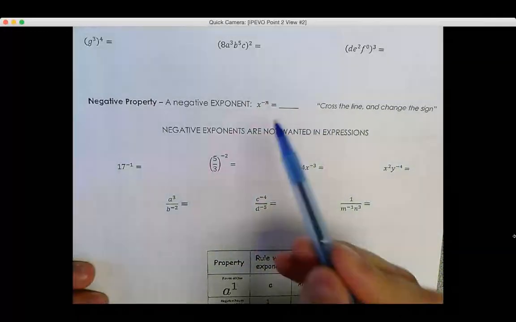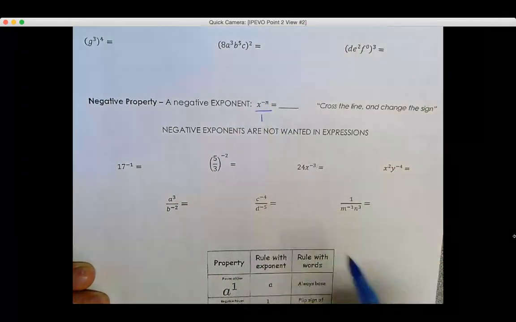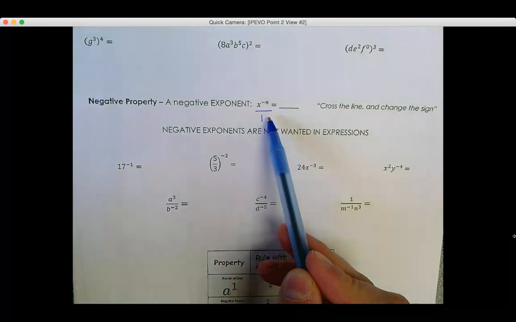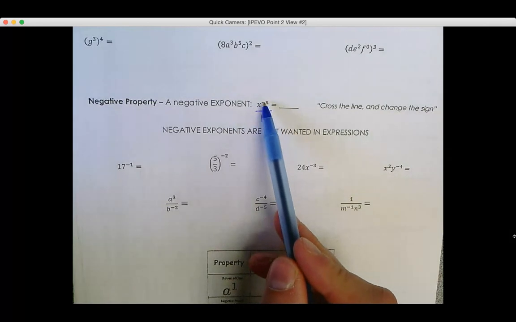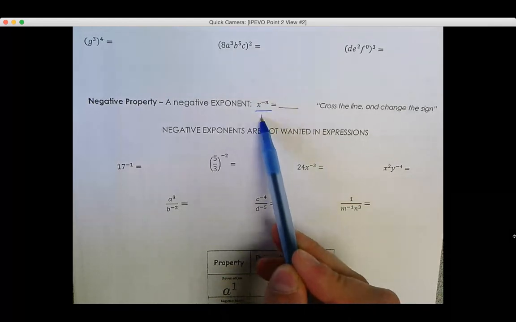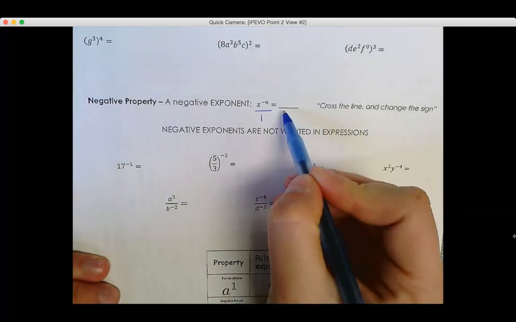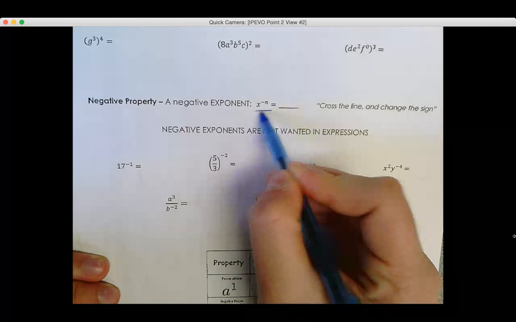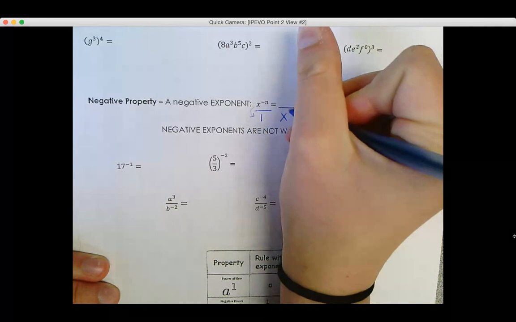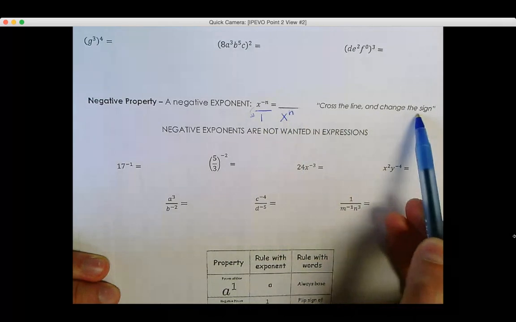Okay, and what we mean by that is, for example, we have this x to the negative n. There's really a fraction here. Okay, we just never write it, so it's really over 1. Okay, and in order to change this exponent to a positive, we're going to cross the line, so cross this fraction line, bring it to the bottom, and that will change the sign of the exponent. Okay, so for example, if this is our fraction line, we're going to now move this x to the negative n to the bottom. And once we do that, it turns the exponent positive. It changes the sign. So cross the line, change the sign.